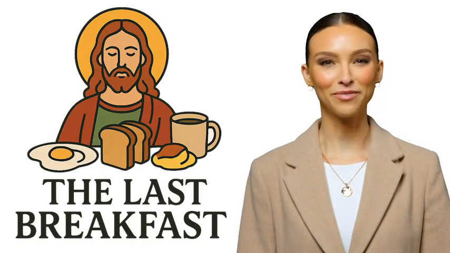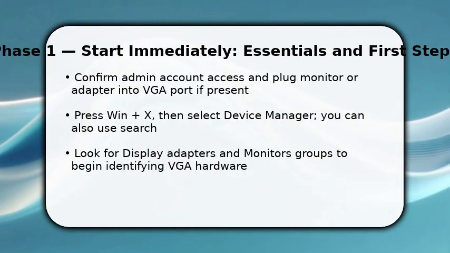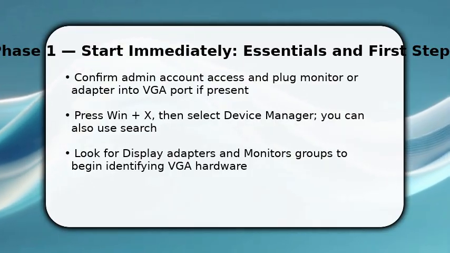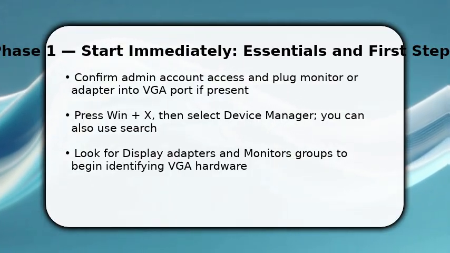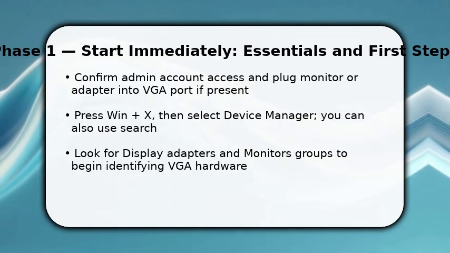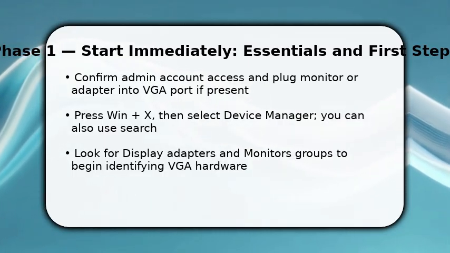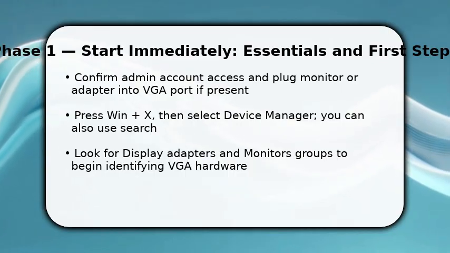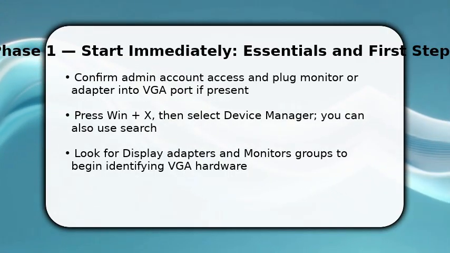You start with admin rights and a connected display. This saves time. Once ready, press Win+X and open Device Manager. Do it now. In Device Manager, expand Display Adapters and Monitors. This is where Windows lists graphics hardware.